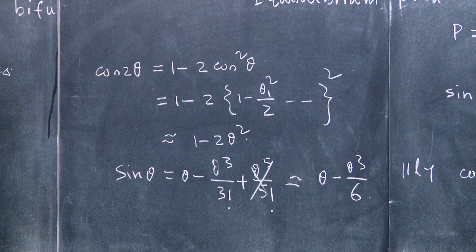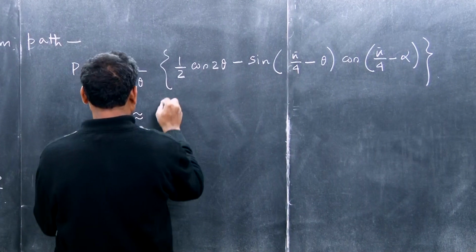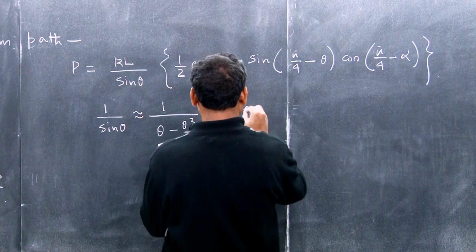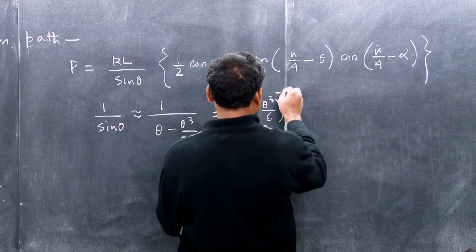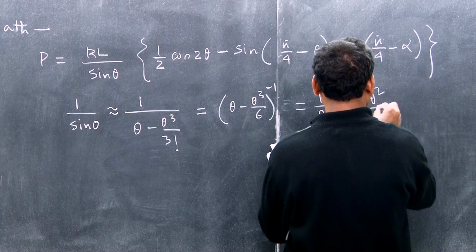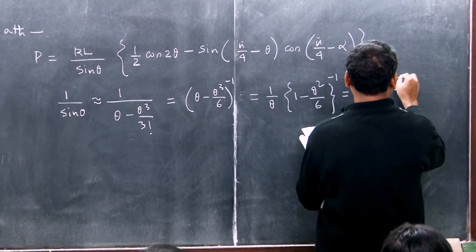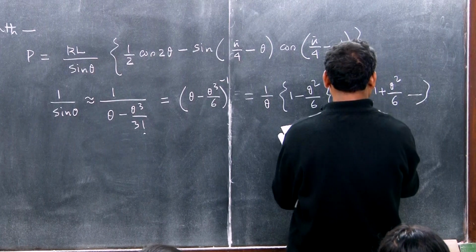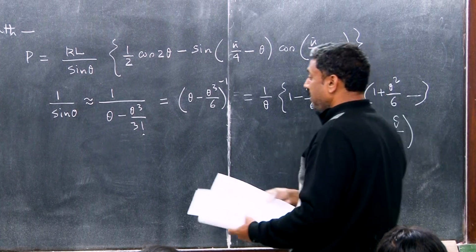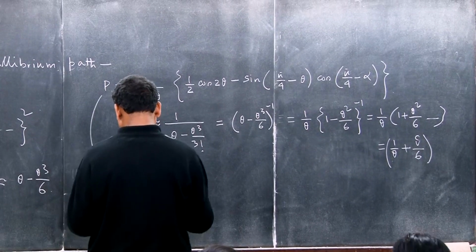You have already noted this, now note this. So, 1 by sin theta, we are approximating as 1 divided by theta minus theta cube by factorial 3, and then this being theta minus theta cube by 6 inverse, that means 1 by theta, 1 minus theta square by 6 inverse, and 1 by theta, 1 plus theta square by 6, and then 1 by theta plus theta by 6.